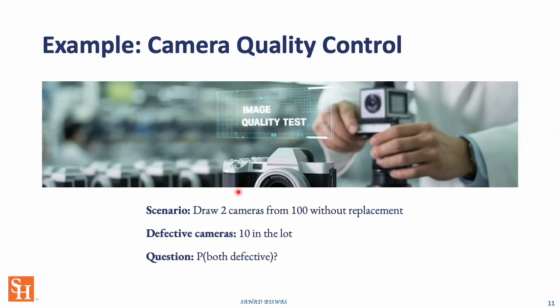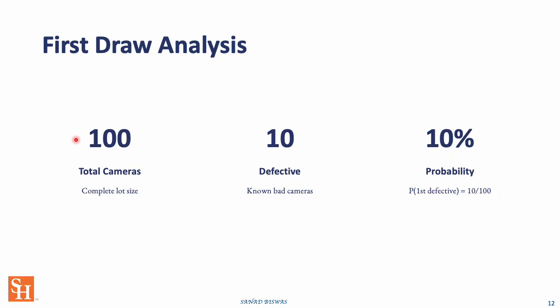Let's look into another problem. In that case, we have to draw two cameras from 100 cameras without replacement, and we have 10 defective cameras in the lot. Now we have to calculate the probability that both of them will be defective. And in the next slide, we will see how we can calculate this probability. So initially, how many cameras do we have in total? We have 100 cameras, and out of 100 cameras, we have 10 defective cameras.